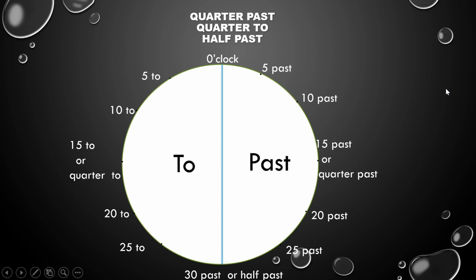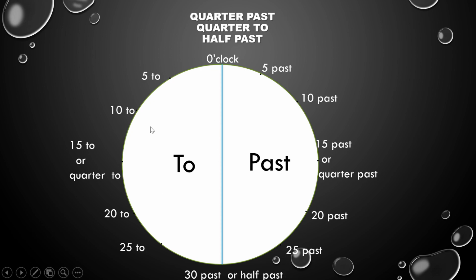Quarter past, quarter to, half past. So Ishant will explain the past side and I'll explain the to side. Ishant, you could start. 12:05 is 5 past 12. 12:10 is 10 past 12. 12:15 is 15 past 12 or quarter past 12. 12:20 is 20 past 12. 12:25 is 25 past 12. 12:30 is 30 past 12 or half past 12.